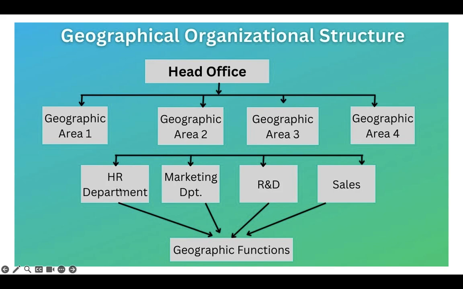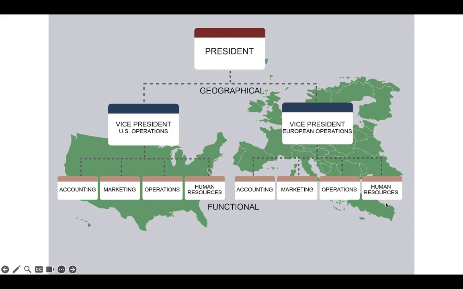All right, and then over here, these are 4 distinct units, and it's not real clear from the lines whether there's one HR department that services all of the 4 geographic areas, or if this HR department serves only geographic area number 2, and this one has its own HR department, its own marketing department, its own research and development, and sales. So make sure that your chart is very clear in that way.